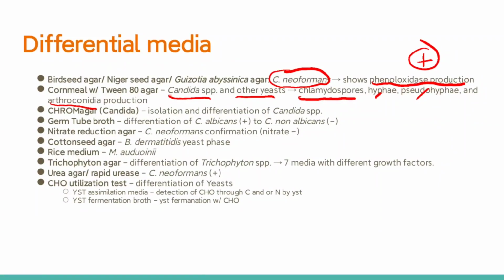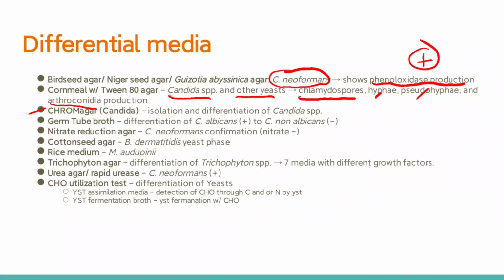Okay? Next, we have chrome agar. Huwag kayong papalito, no? Because chrome agar has different types. So, chrome agar, to be specific, chrome agar for Candida. Okay? So, chrome agar for Candida, isolation and differentiation of Candida species. So, dito, they have different pigmentation, yung mga different Candida species dito sa chrome agar.